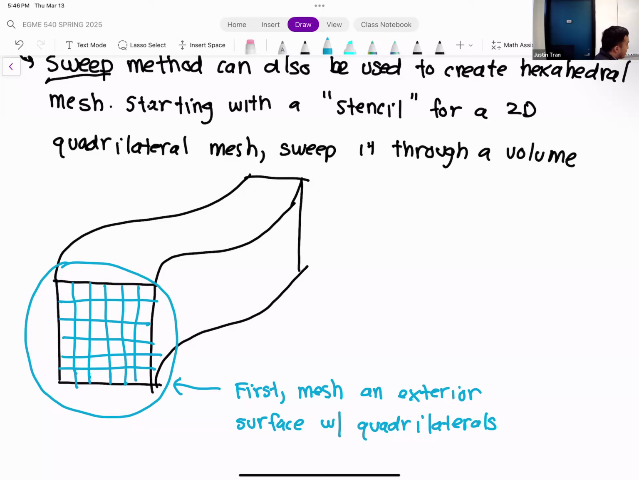Then what you can do is take this stencil, and this stencil is going to form the basis for your hexahedral mesh. Okay, and so if this channel right here has a constant cross section, then we can take the stencil and just sweep it through. So you can basically take this and sweep the stencil through the entire volume of the geometry.